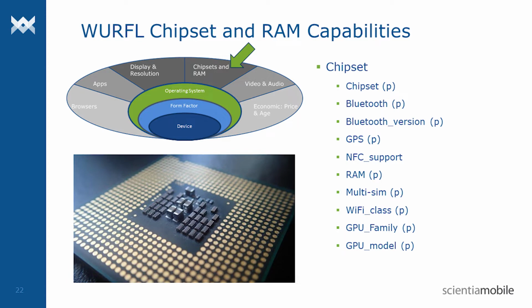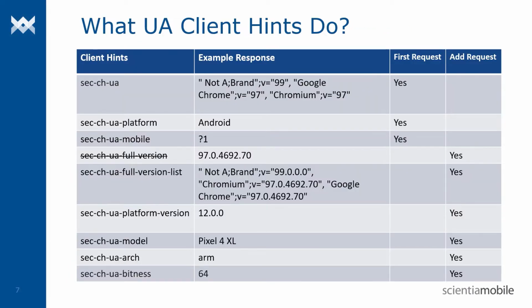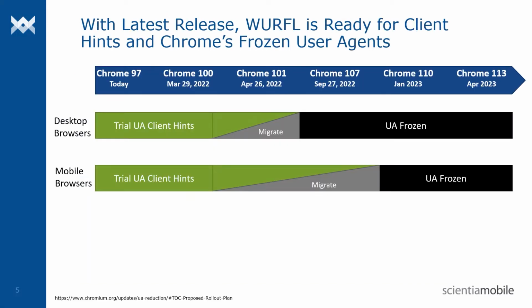So what is new? Google has introduced several new client hints called user agent client hints. Google's plan is that over the next year, they will freeze the user agent string coming from Chrome and replace it with these new user agent client hints. The desktop Chrome browser will migrate to client hints and freeze user agent strings in September of 2022. The mobile Chrome browser will follow a little bit later, freezing in January of 2023.